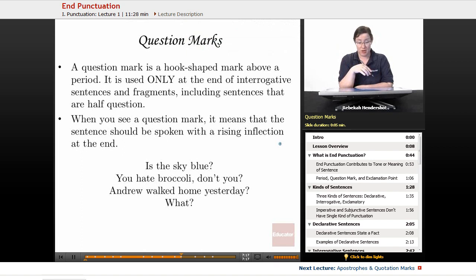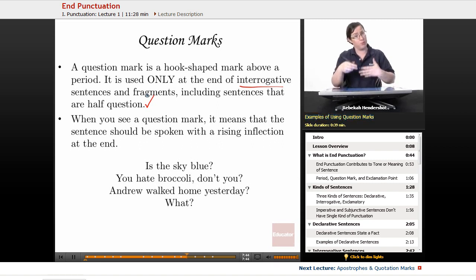All right, question marks. A question mark is a hook-shaped mark above a period. It is used only at the end of interrogative sentences and fragments, including sentences that are half question, which we'll look at in a minute. When you see a question mark, this is important, it means that the sentence should be spoken with a rising inflection at the end. So listen to my voice as I read these sentences. Is the sky blue? You hear how my voice went up on blue? That means there's a question mark.